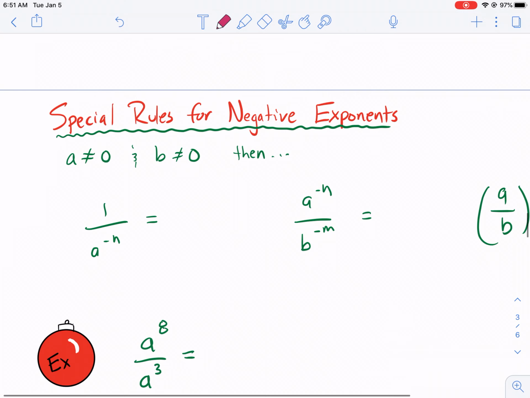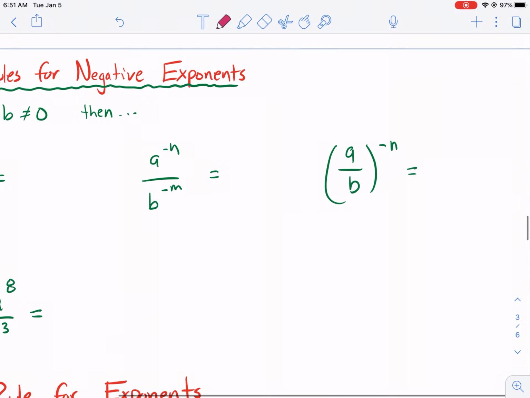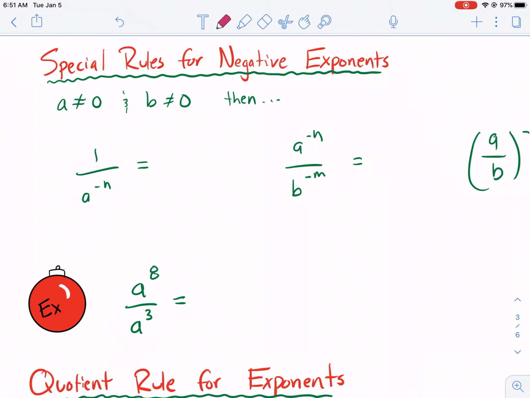So now we're going to talk about, last thing before I let you guys go, special rules for exponents. If a is not equal to 0 and b is not equal to 0, then we have these three conditions. 1 over a to the negative n is going to be a to the n.